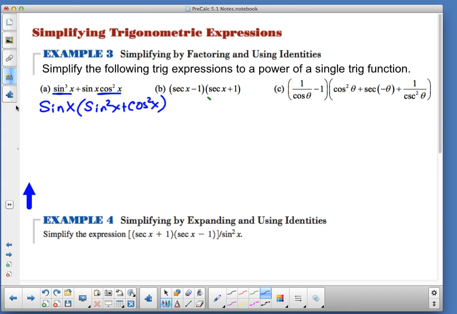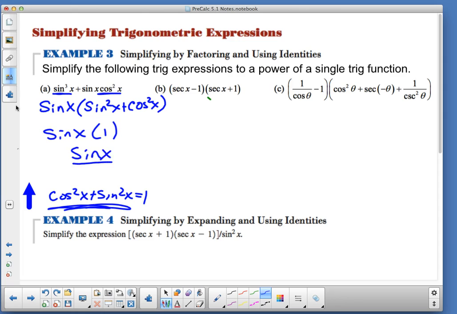And remember that identity we just did with Pythagorean theorem? Well, I can now substitute the fact that, and I'm going to write it down, the Pythagorean identity is cosine squared x plus sine squared x is equal to 1. I'm going to use this identity. So now I'm going to substitute 1 in. So sine x times 1. Well, that's a sine x, and I am done because I was supposed to simplify the trig expression to a power of a single trig function. Okay, so I got my single trig function in there. So that's going to totally work.